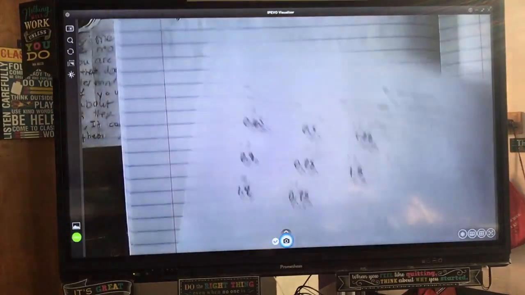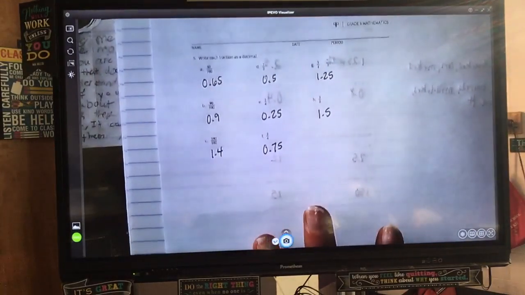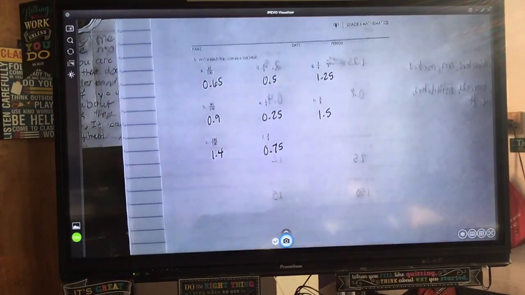All right, flip it over. Last one, it says write each fraction as a decimal. So A, 65 hundredths or 0.65. B, 9/10. C, 1 4/10. D, half or 0.5. E, 25 hundredths. F, 75 hundredths. G, 1 25 hundredths. And H, 1 1/2.